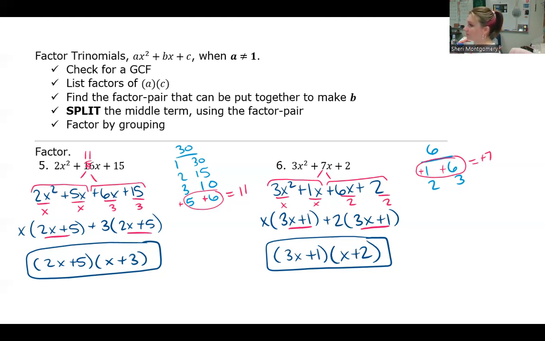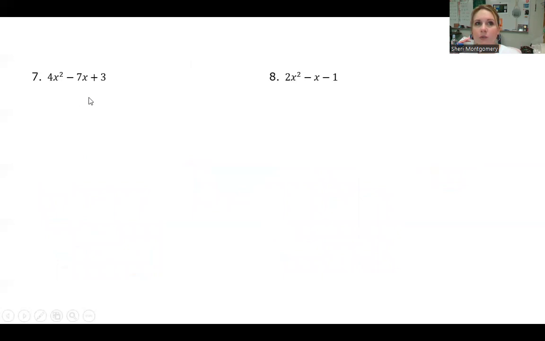So far, so good. We've got to do a couple more before we're good at it. So let's do some more. So this next one. Did somebody say whoa? Oh, yes.